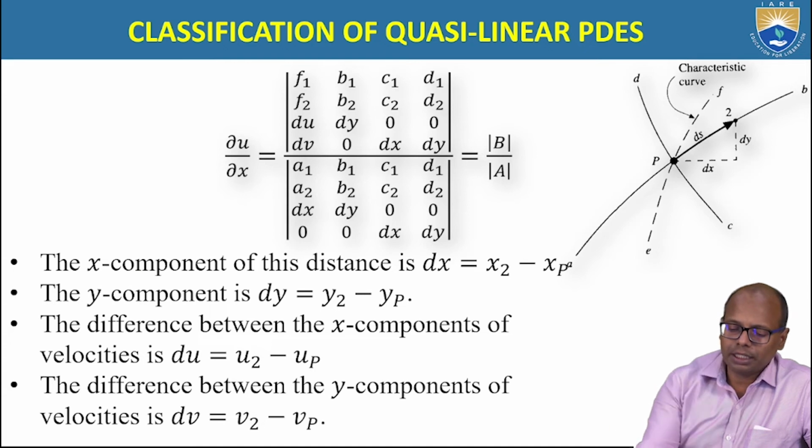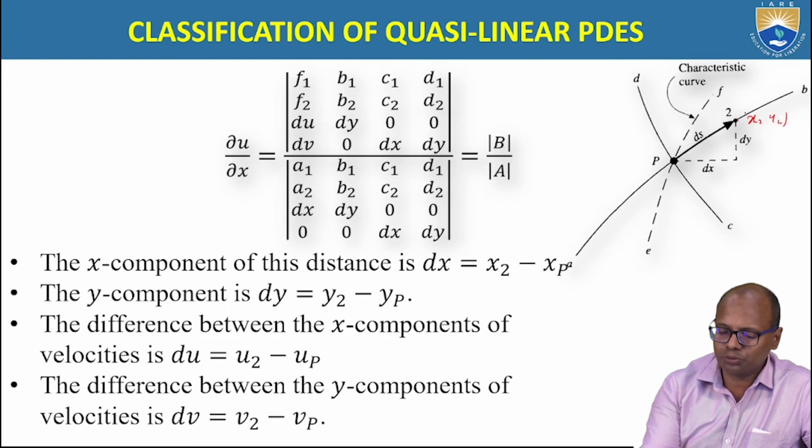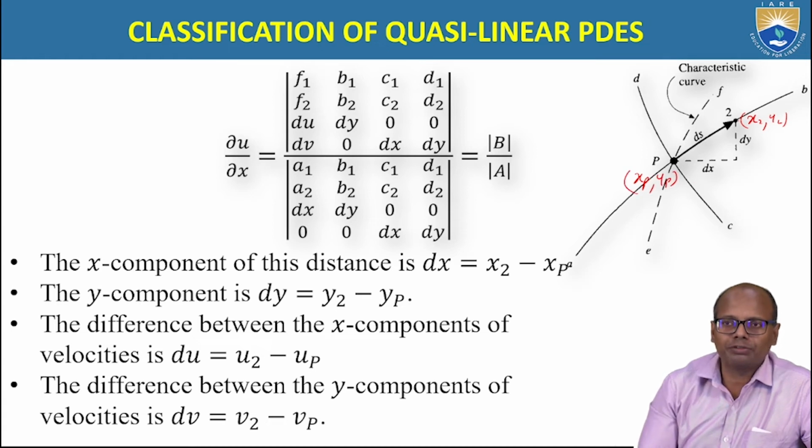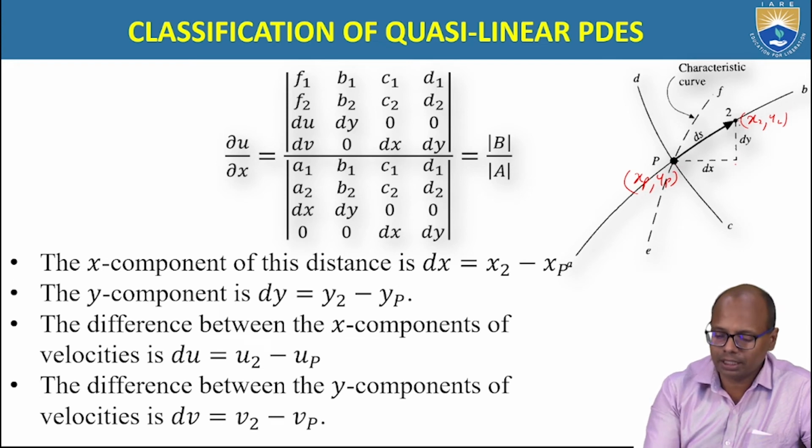Now the x component, here it is x2, y2, and here it is xp, yp. So these are the coordinates of these 2 points. Now what is the distance in x direction? The distance moved in x direction and the distance moved in y direction, that I have to calculate. So the distance moved in x direction is equal to the difference between the x coordinates. So that is x2 minus xp.